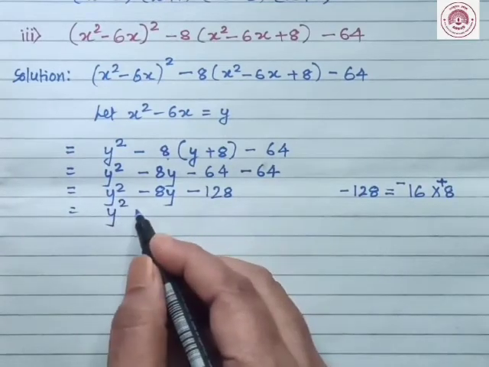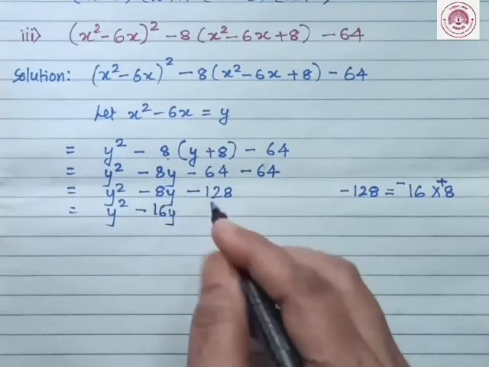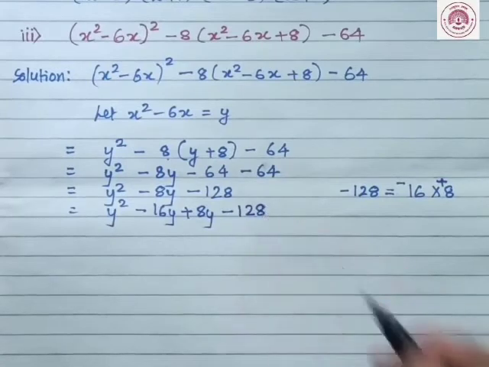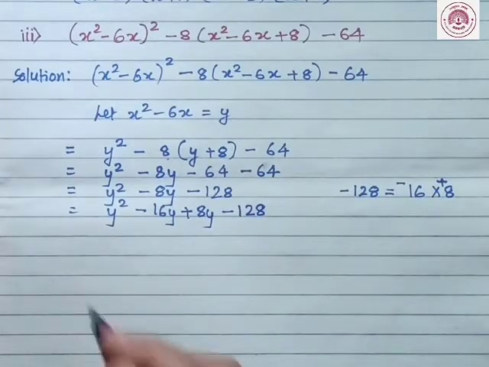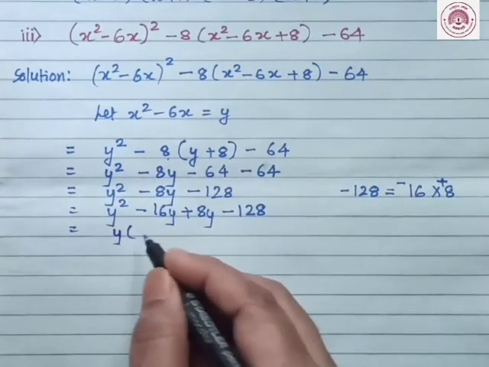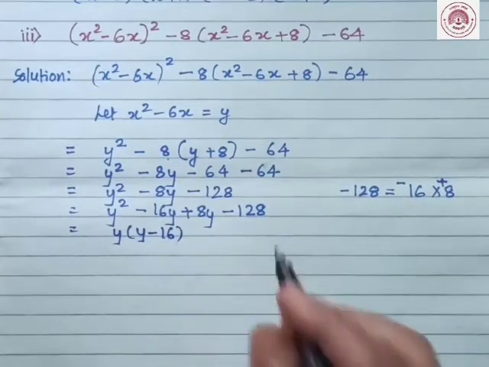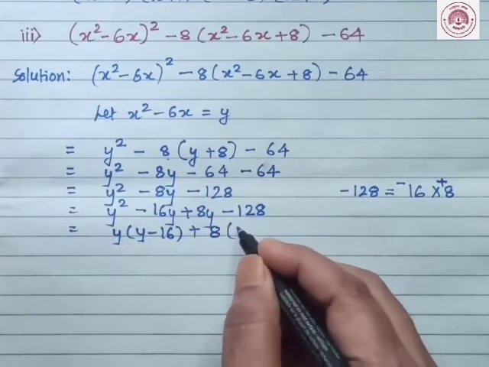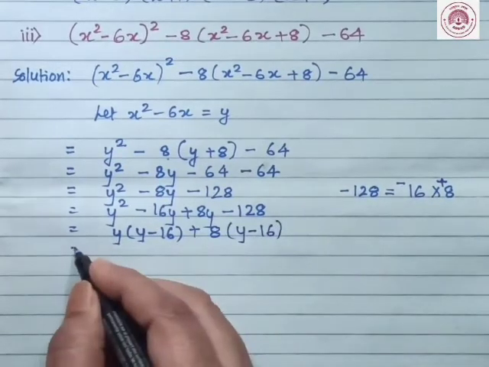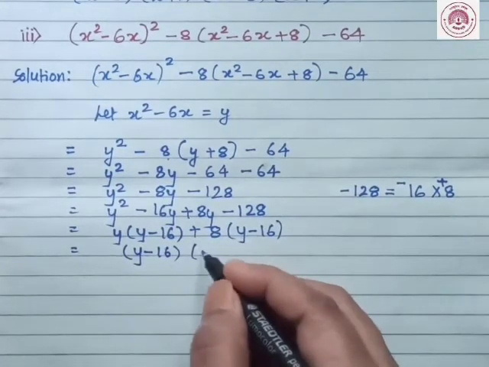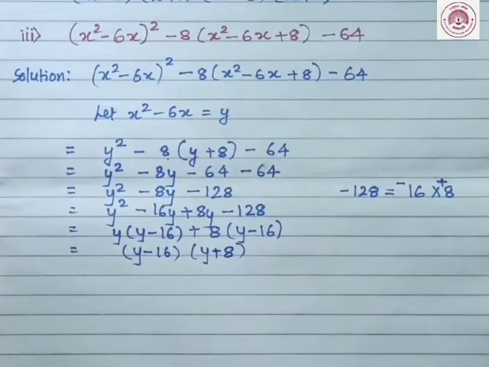Okay, so now let's split the middle term. y² − 16y + 8y − 128, which is equal to, now what is common in the first pair? y is common, and in bracket we'll have y − 16. Then what is common here? 8 is common, 8 ones are 8, then y − 16. Now your y − 16 is common, so let's take it out, and in the second bracket we'll get y + 8.